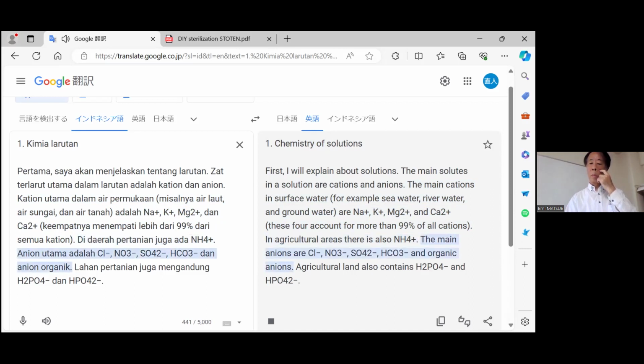The main anions are Cl-, NO3-, SO42-, HCO3- and organic anions. Agricultural land also contains H2PO4- and HPO42-.